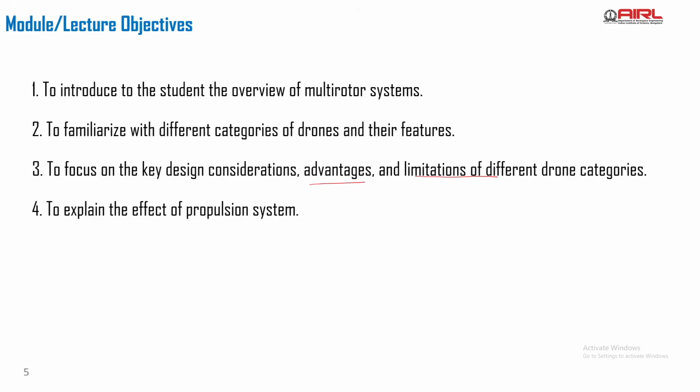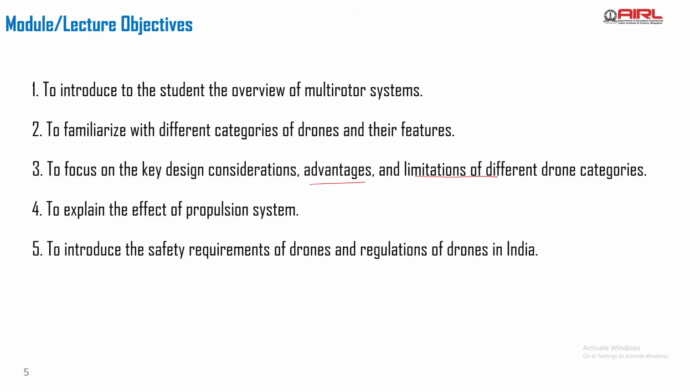And a very important aspect is the propulsion system, right? The propulsion system here comprises the motor, propeller, electronic speed controller, as well as the battery, or fuel power, meaning it's a fuel. What is the effect of this propulsion system? How is this propulsion system going to help the drone navigate in space, right?